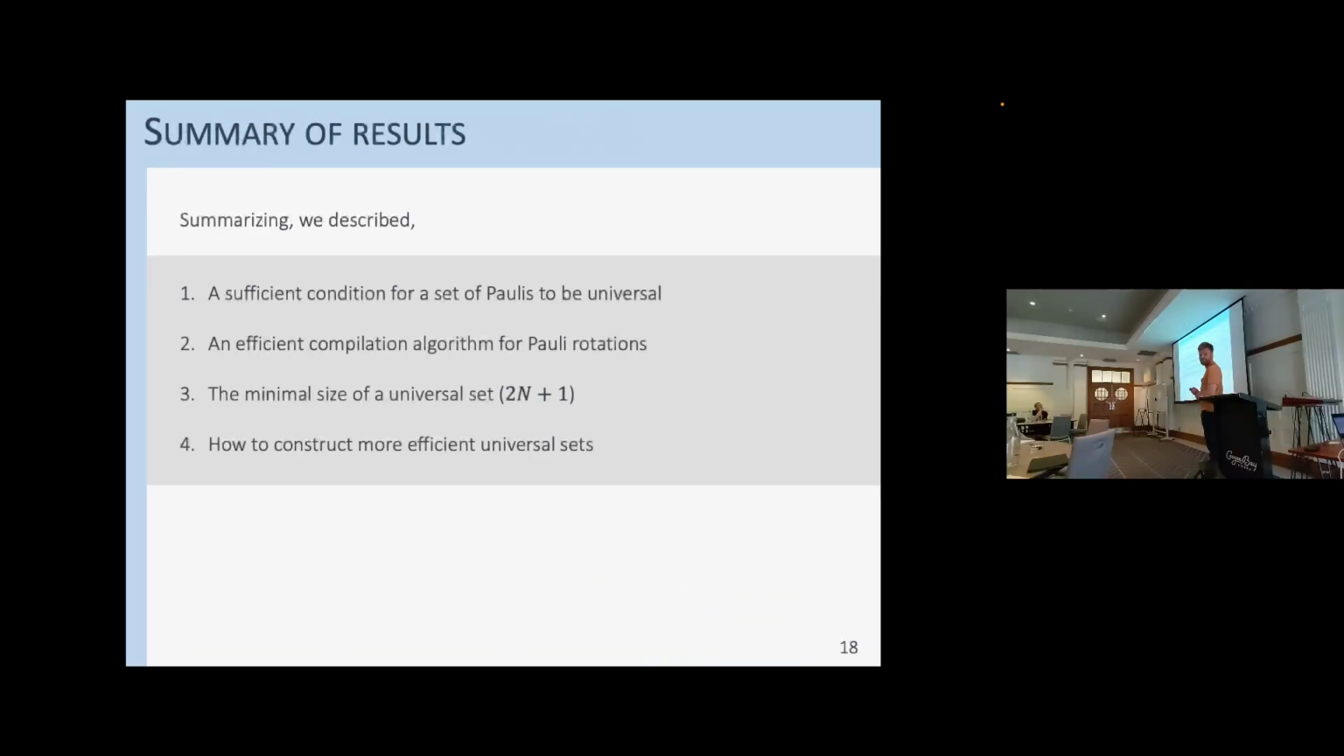Okay, so that's it. I just want to summarize what I've talked about. I described a sufficient condition for a set of Pauli strings to generate all Pauli strings. I didn't really describe it to you, but it's in the paper. I gave an efficient compilation algorithm for how to use these Pauli rotations. So it's saying, given that it's universal, how do I actually use it? I gave an efficient algorithm that does this. I showed that the minimal size of a universal set of Paulis is 2n plus 1, or 2k plus 1, I've been using k. And I showed how you can find certain efficient universal sets of Paulis, which translates to sets of Cliffords, which generate all operations more efficiently than others.